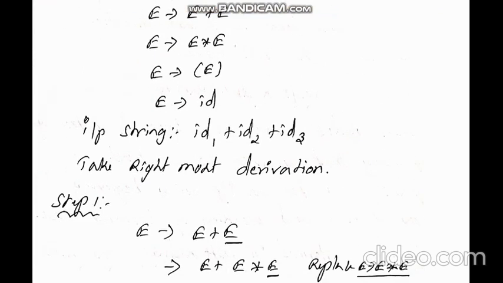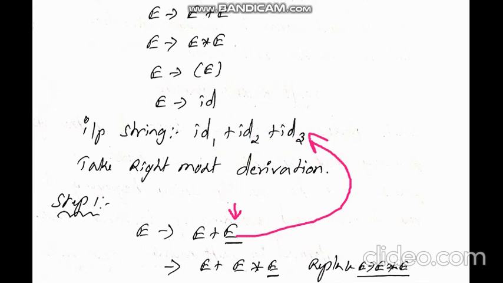Let me show you the first step. Now I have taken E tends to E plus E, as I already told you. We take this rightmost E here, and I need to match it with the input string. I need to get the final output as ID1 plus ID2 plus ID3. The 1, 2, 3 represents the number of times this ID has been repeated. Okay, 1, 2 and 3, these are all the inputs.